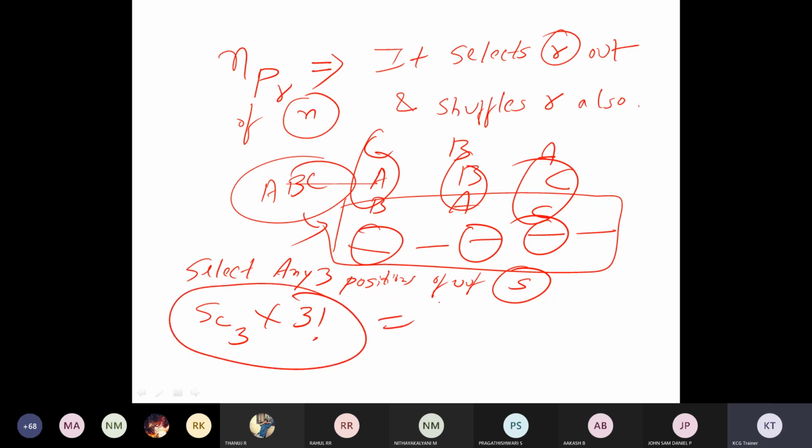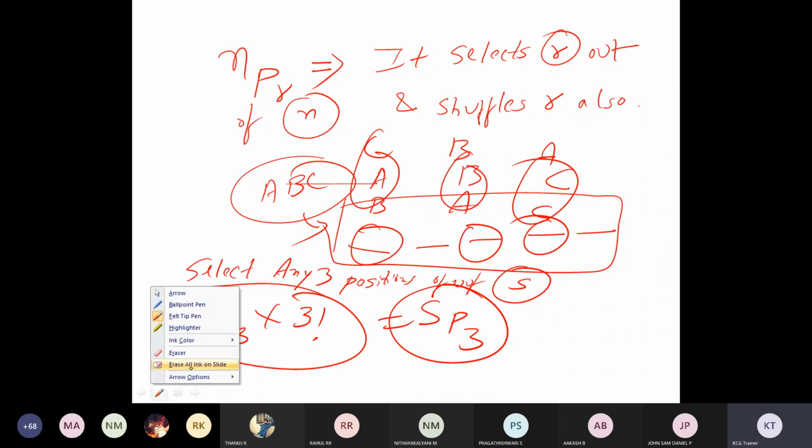This is nothing but 5P3. 5C3 will select 3 positions, and 5P3 will also arrange the 3 positions. Everyone understood or not? Permutation 5P3 means that it will select 3 positions and it also will arrange. Whenever you have to do both, select and arrange, then you have to use the nPr concept.